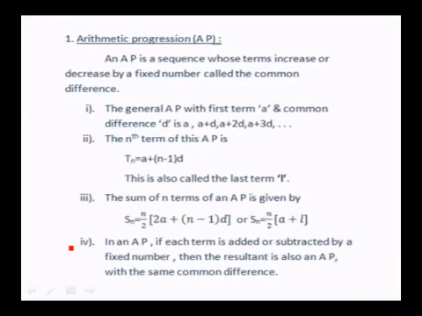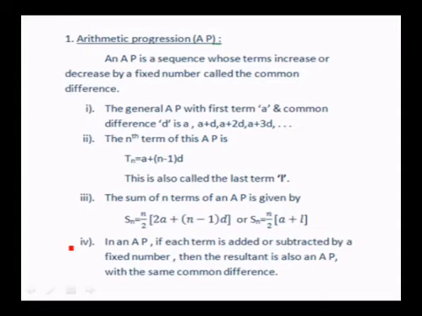Arithmetic progression. First let us discuss the arithmetic progression, which in short we denote by AP. An AP is a sequence whose terms increase or decrease by a fixed number called the common difference. The general AP, normally we write with first term a and common difference d, that is a, a plus d, a plus 2d, a plus 3d, etc. In all our problems we take this general AP for practical purposes.